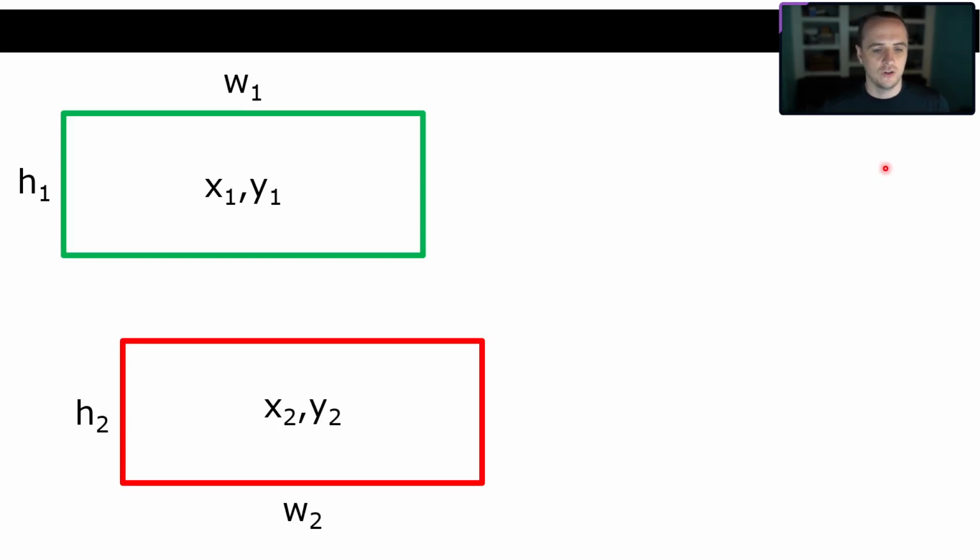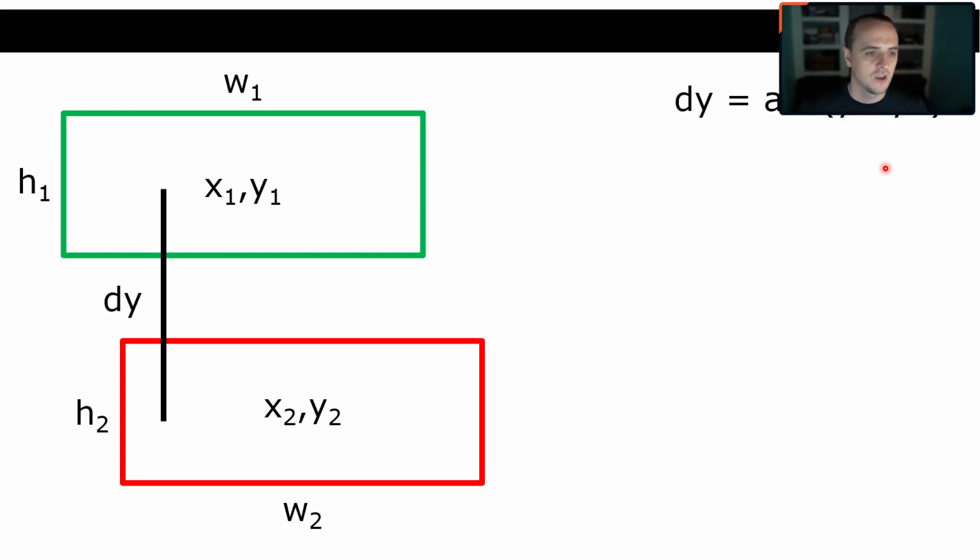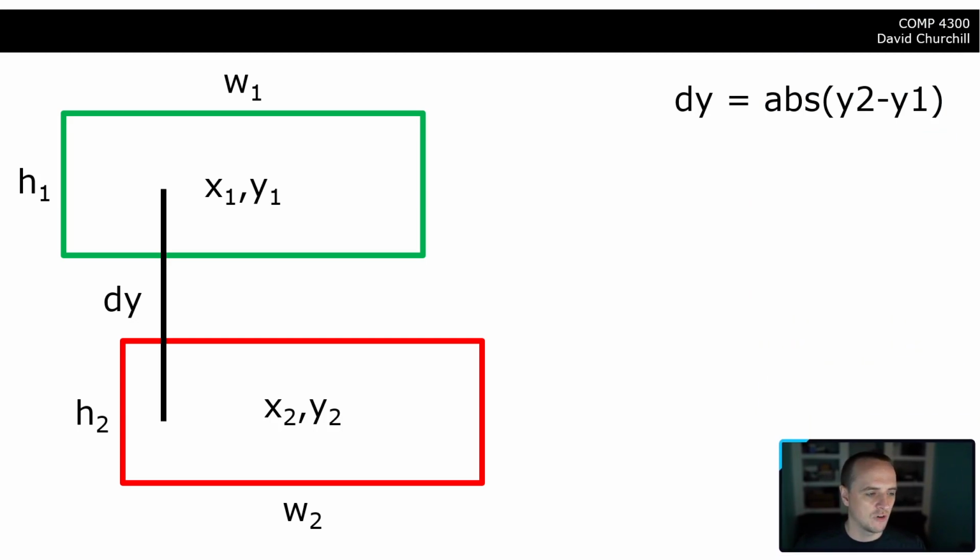Alrighty. So let's do the exact same thing now, except vertically instead of horizontally. So we're going to take the difference in y, so that's dy, and that's the absolute value of y2 minus y1. And again, I've got my camera over that, so I'll move it. And let's see here. We're going to store and pre-compute the half heights, right?